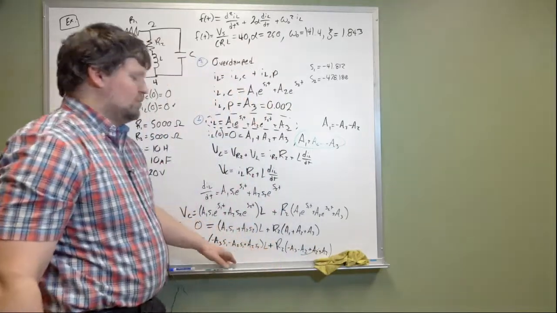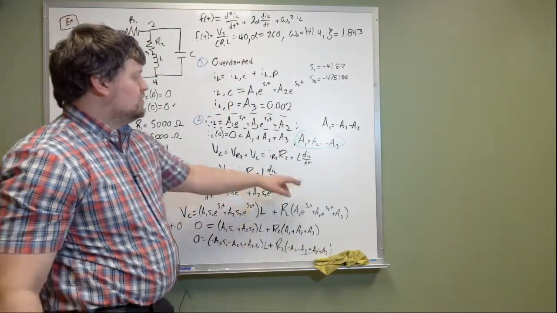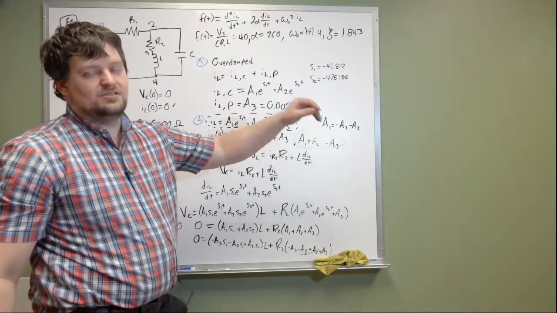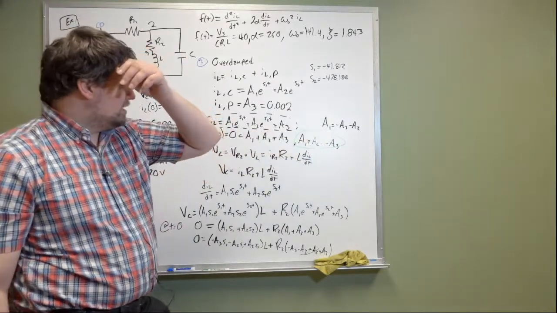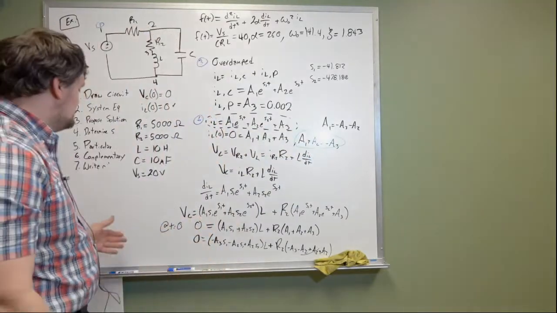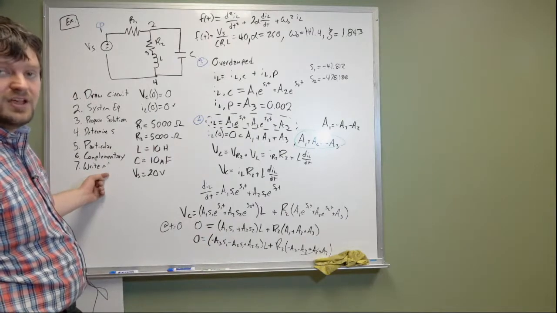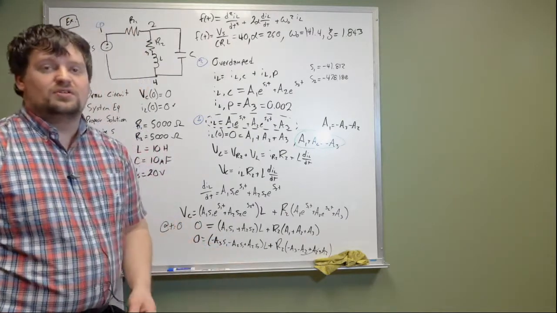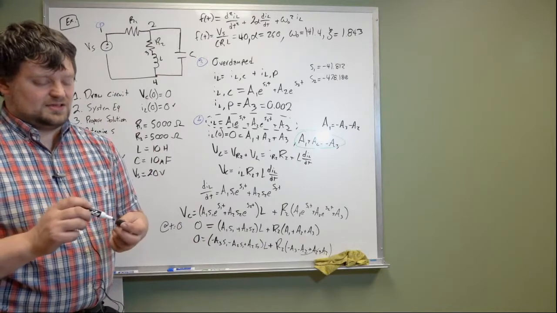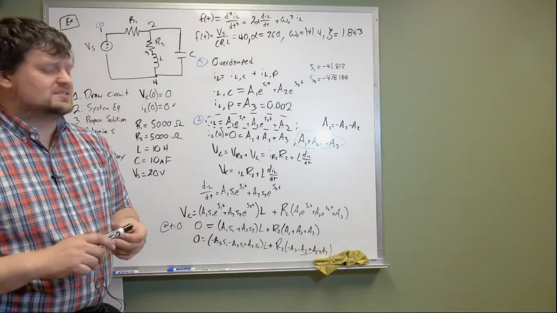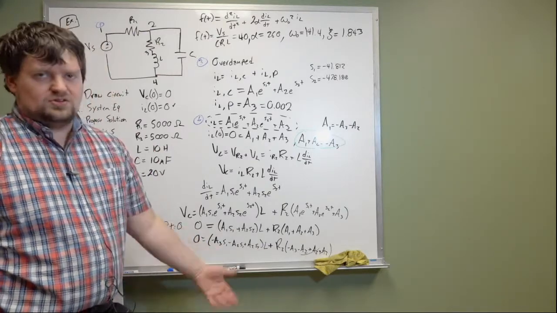But this is now solvable. We solve this for A2. We then plug in what we find for A2 back into this equation, solve for A1, and then we finish by writing the equation out. Okay, so that's how you would solve a problem like this. Again, this is more complex than anything I'm asking you to do in class, but I think it's good to understand.